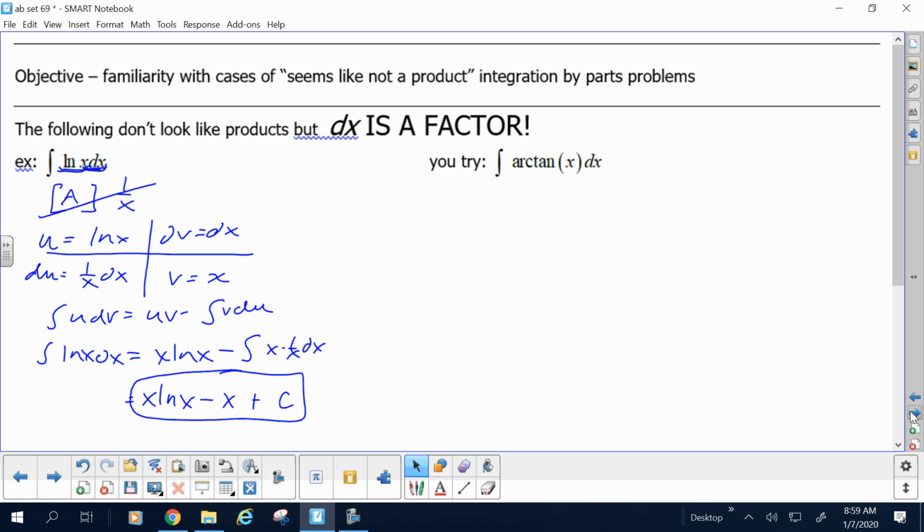Look up at the mnemonic for choosing u above. Remember that LIATE. Log is best choice. The next best choice is inverse trig for u.